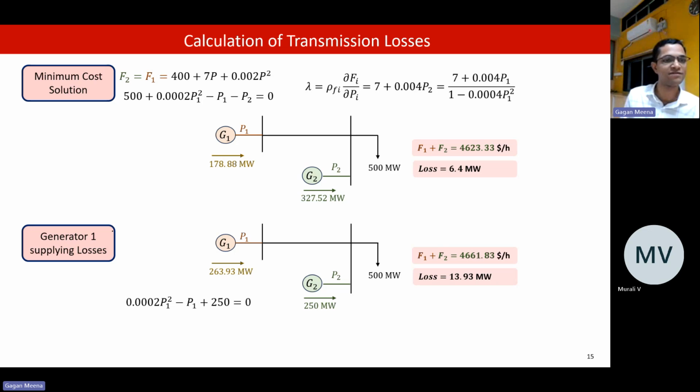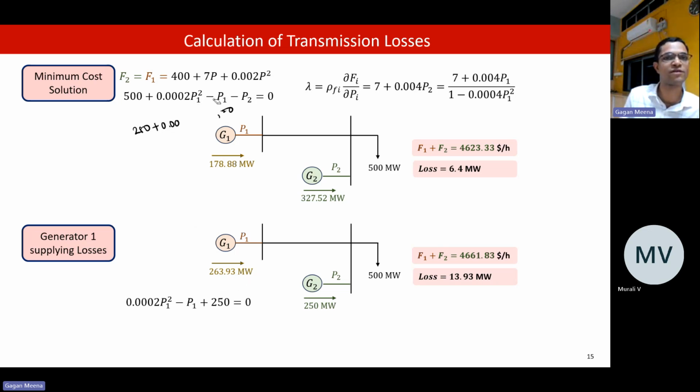Next is if generator 1 supplies all the losses. So this will be kept at 250, and from here directly P1 can be calculated. It is a quadratic equation. So this will become 250 plus 0.0002 P1 square minus P1 is equal to 0. You solve it, you will get this P1 value.